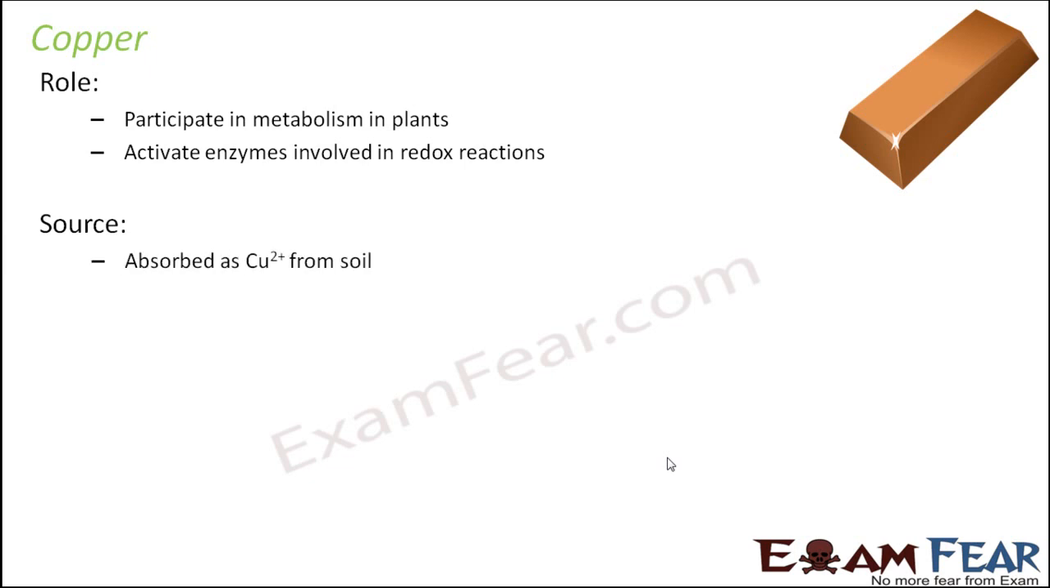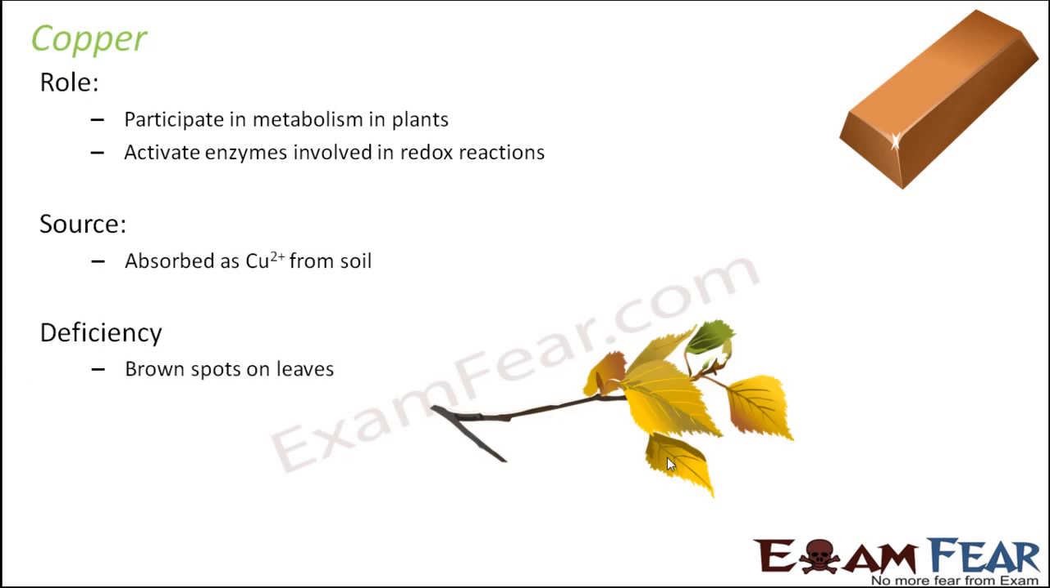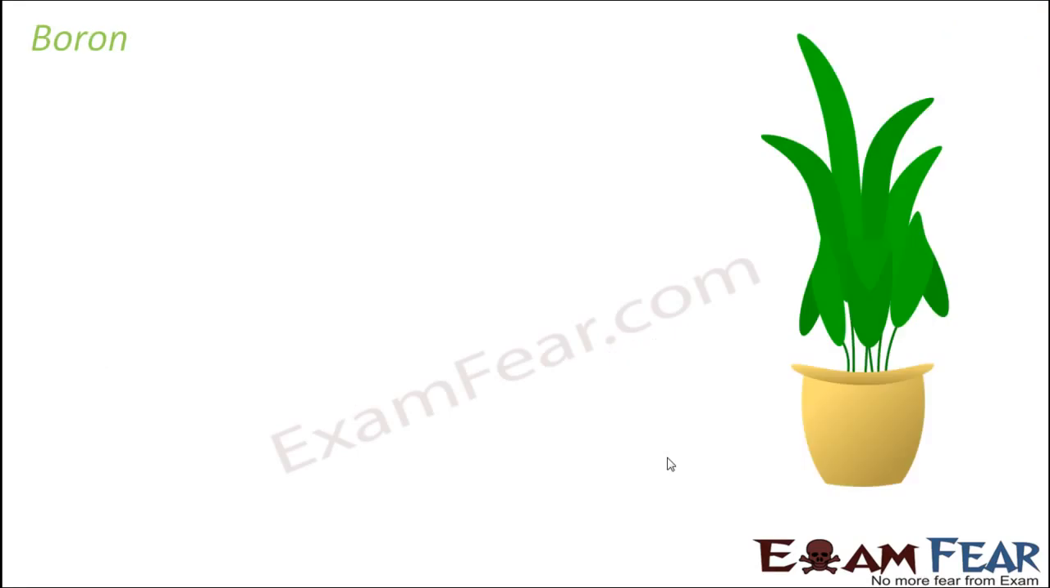Source of copper: it is absorbed as cupric ion from the soil. Deficiency of copper can cause brown spots on leaves. Brown is the characteristic color of copper, so on leaves you will have brown spots. Excess of copper can be toxic. For most of the elements, if they are in excess, that is harmful for plants.